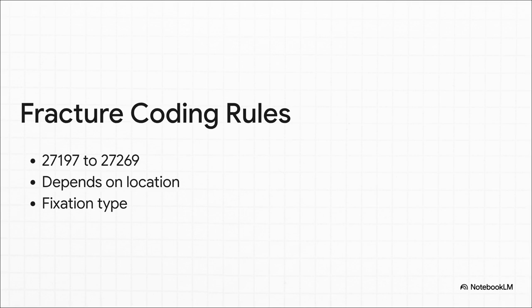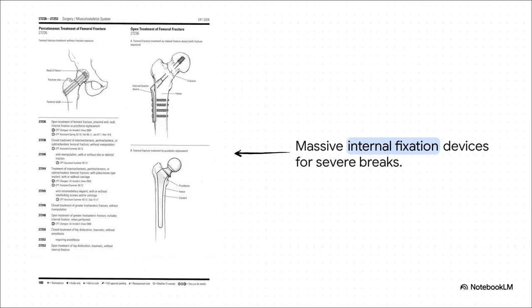The code changes entirely depending on whether the bone snapped high up at the femoral neck or slightly lower down in the intertrochanteric region. You also have to track the fixation type. Did the surgeon use internal fixation, or did they slide pins through the skin percutaneously? To fix these severe breaks, surgeons obviously can't just use a simple cast. They use massive internal fixation devices. In an open treatment, a thick metal plate and a massive dynamic hip screw are run straight up through the bone, crossing the fracture line to hold that femoral head tightly in place while it heals.